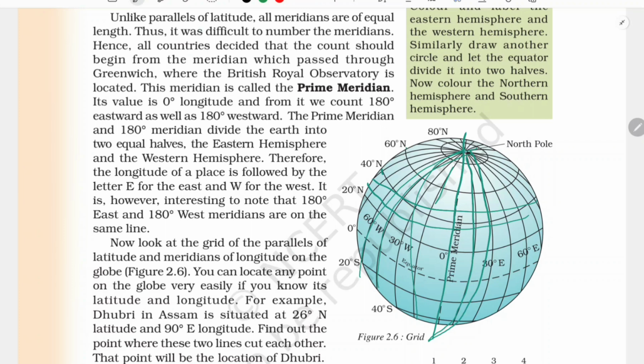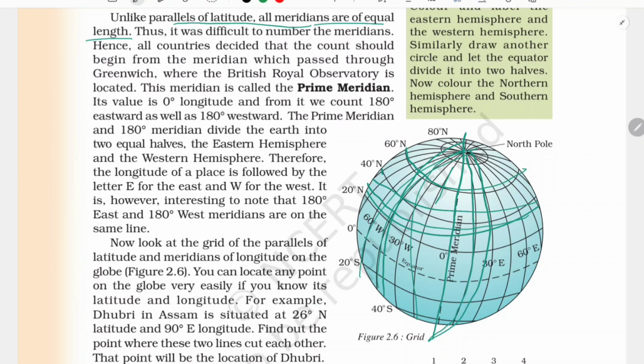Okay, yes, this is what I have told you. Unlike parallels of latitude, all meridians are of equal length. These latitudes were not of equal length, isn't it? Here the length will be shorter, and on the equator it will be longer, but in the case of longitude, all these lines are of equal length. Only the space towards the pole decreases.